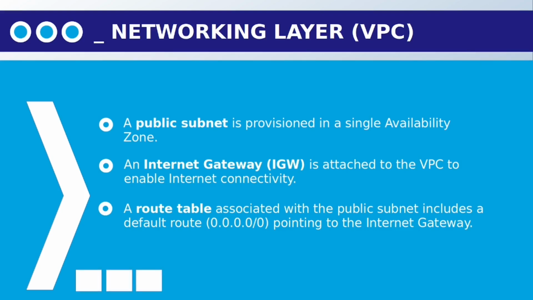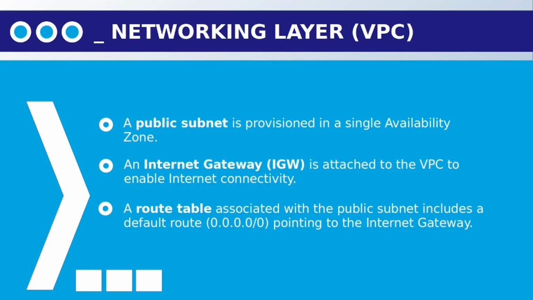Networking layer. The networking layer is the foundation of the architecture. A VPC is created first. Think of a VPC as your private network inside AWS, similar to a data center network but in the cloud. Why do we need a VPC? To isolate our resources, to control IP addressing, to control traffic flow and security. Without a VPC, nothing can communicate properly.